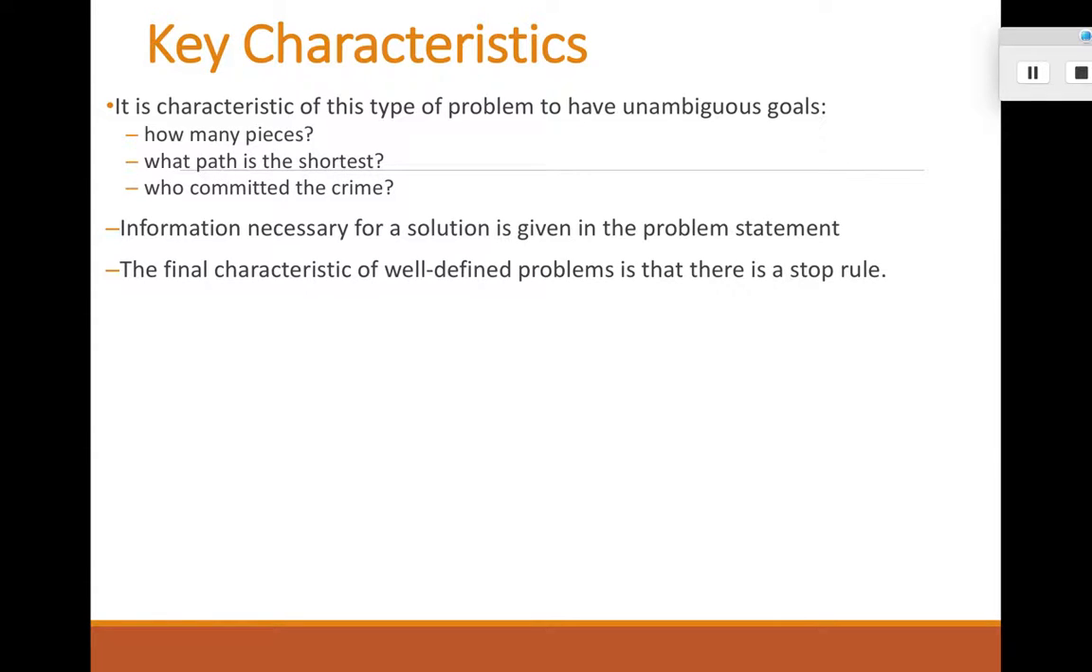And the final characteristic of well-defined problems is also that there has to be that stop rule. So in other words, there's a very clear ending. And here that ending should essentially say, you have completed the task or you have solved the problem and you are now good to go.